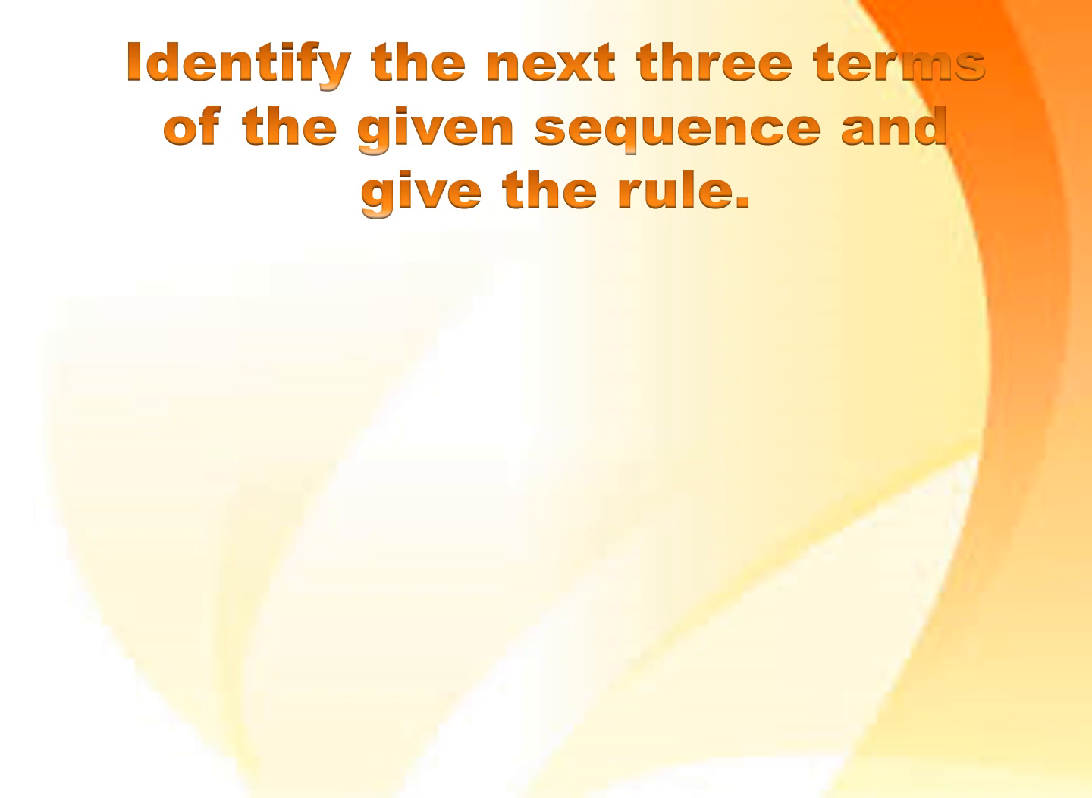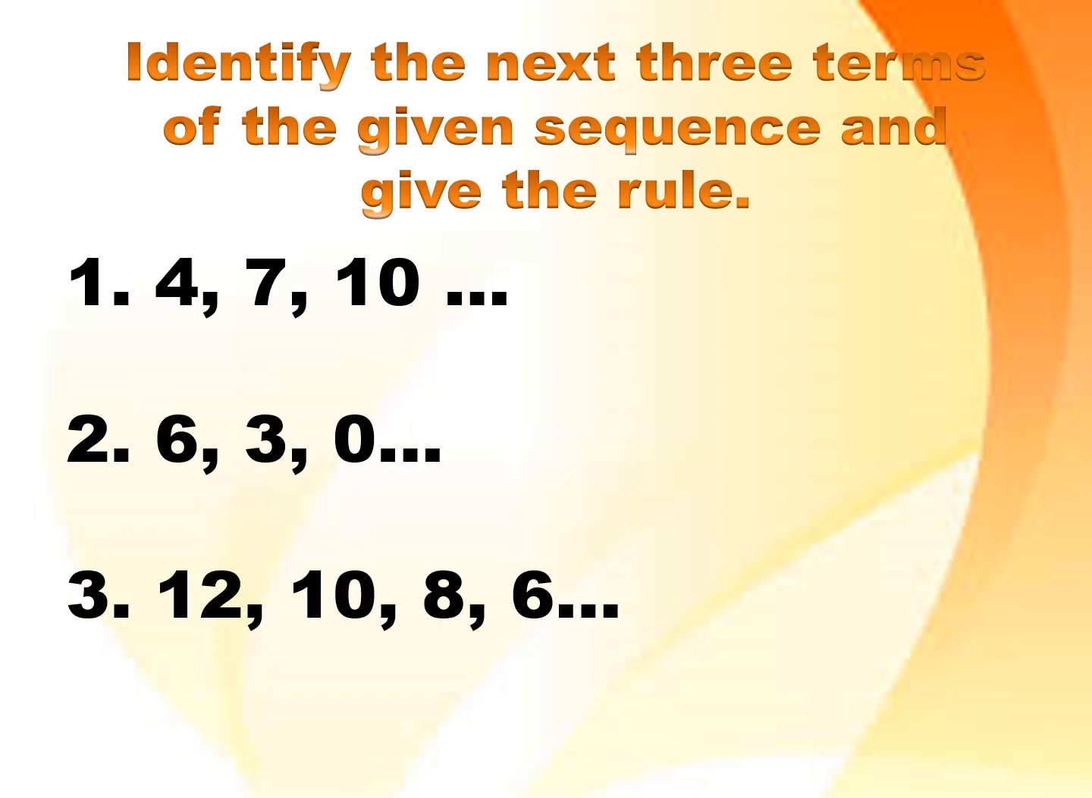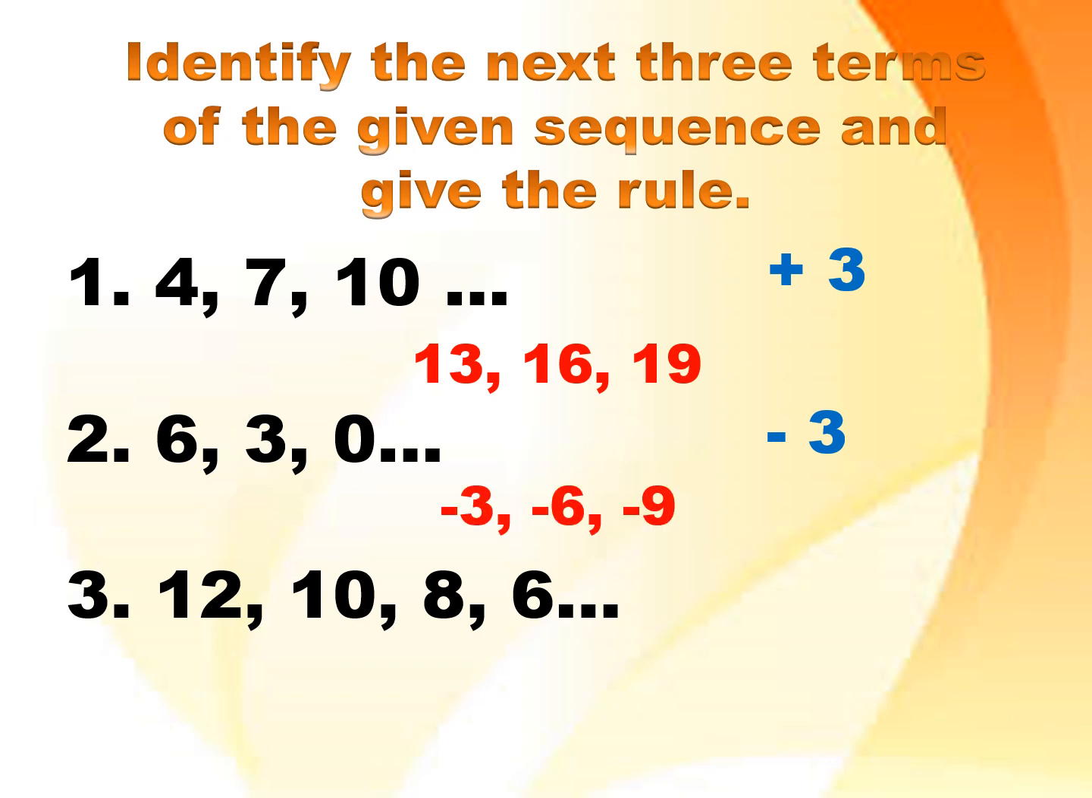Let us now identify the next three terms of the given sequence and give the rule. Number 1: 4, 7, and 10. The rule is you just add 3. The next three terms are 13, 16, 19. Second example, 6, 3, 0. What do you think is the rule? The rule is you just subtract 3. The next three terms are negative 3, negative 6, and negative 9.